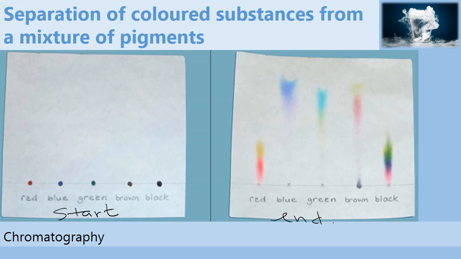You may observe that the red ink contains yellow and red pigments. Blue ink contains blue and green pigments. Green ink contains green and blue pigments. Brown ink contains black, red, and yellow, while the black contains red, blue, green, and yellow pigments. These pigments move different distances from the baseline, which is this, because of the different properties of solubility and adsorption.